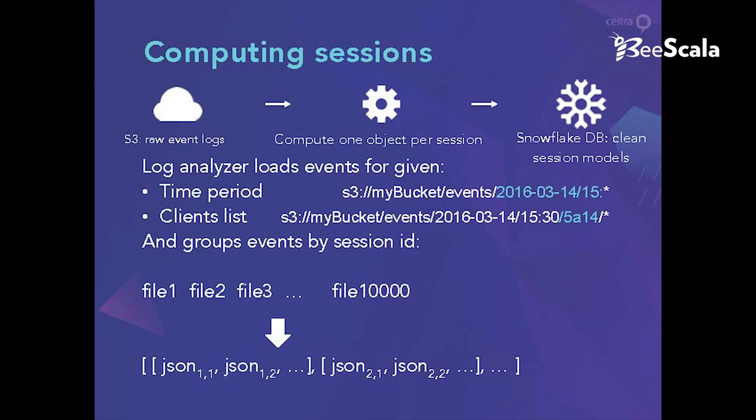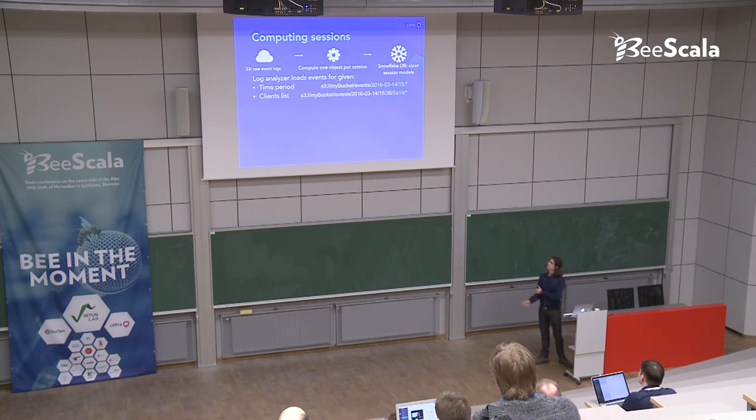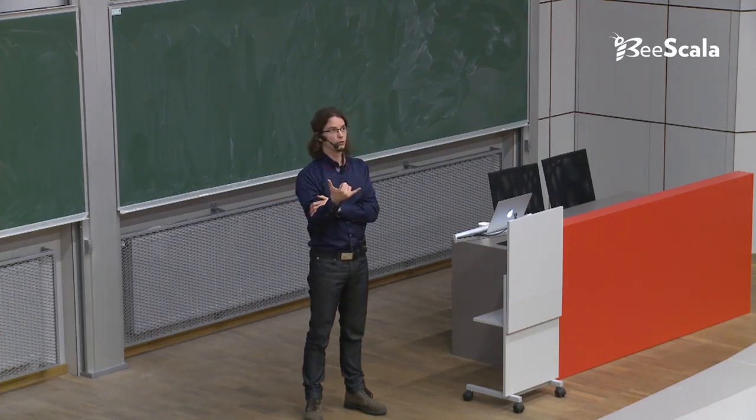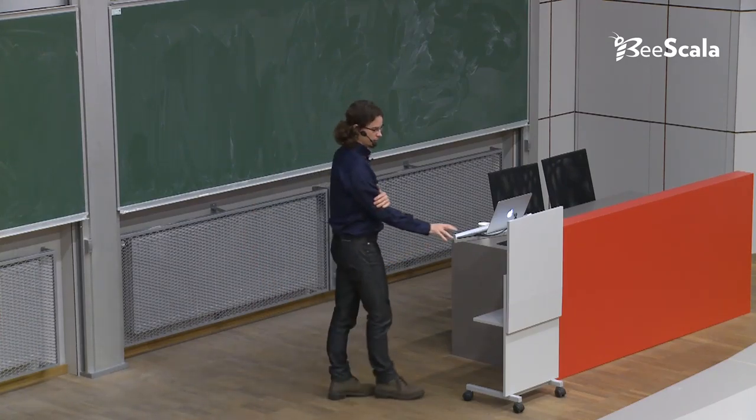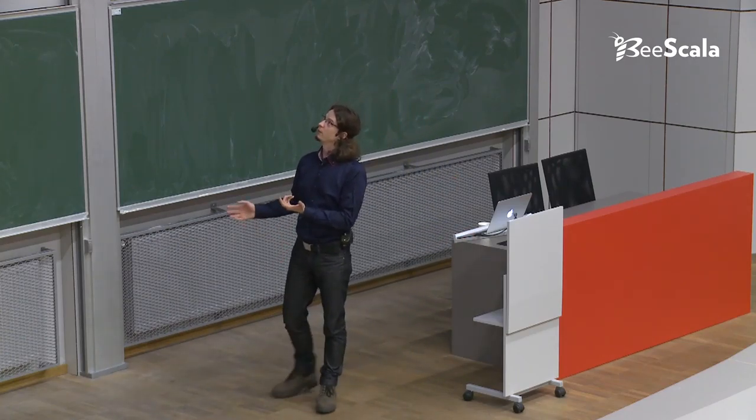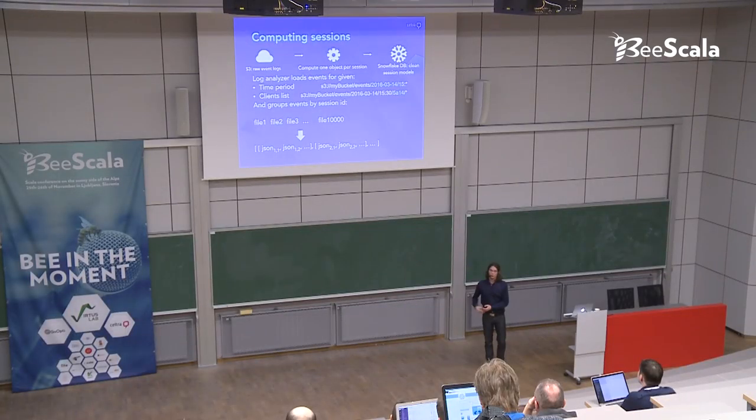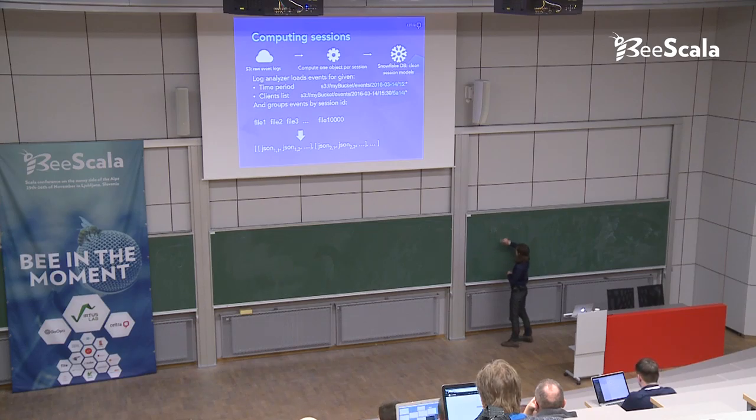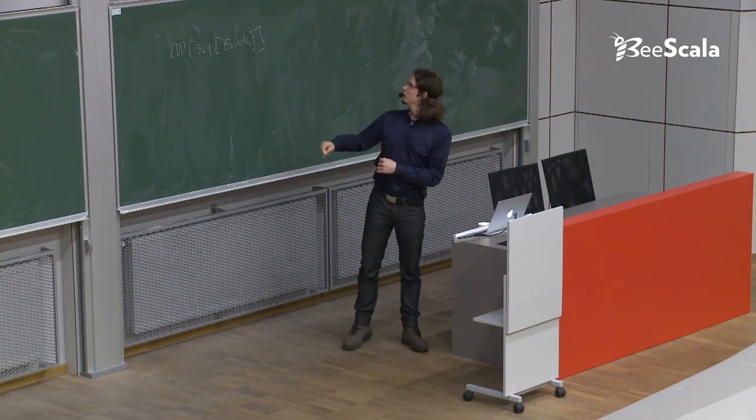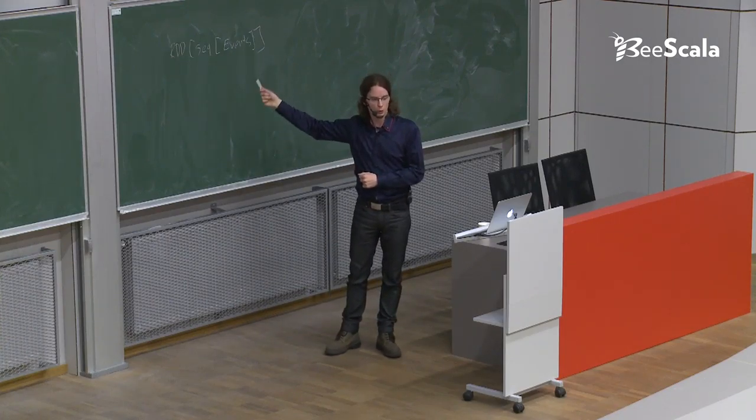This is input, and now the first Spark job that we run. We have to load this data, and this is what this log analyzer does. We tell it for which time period to load the data. We usually do it in 1 hour batches, but we can also limit it to shorter or longer periods, or limit it just by client ID. What this does is it loads the data and groups it by session IDs. So input is a set of files. For 1 hour, we have like 10,000 files. And then we group those JSONs. As an output, remember, we're working with Spark, so we'll get an RDD of sequences. Each of these sequences will contain events. And one sequence will have events about one ad.